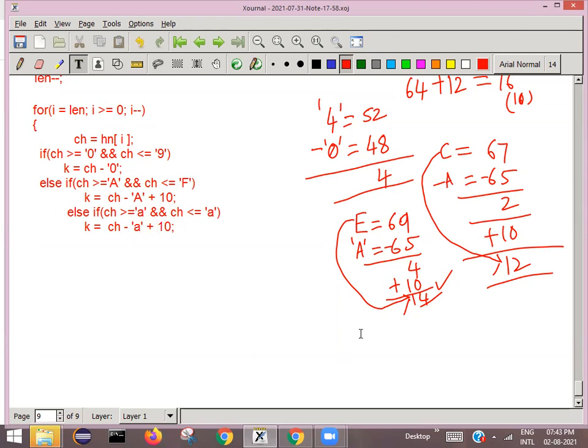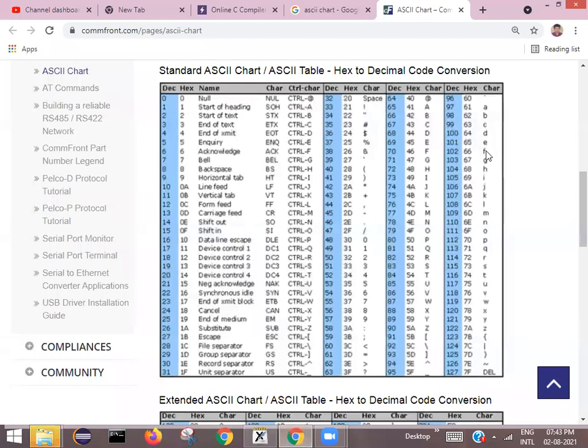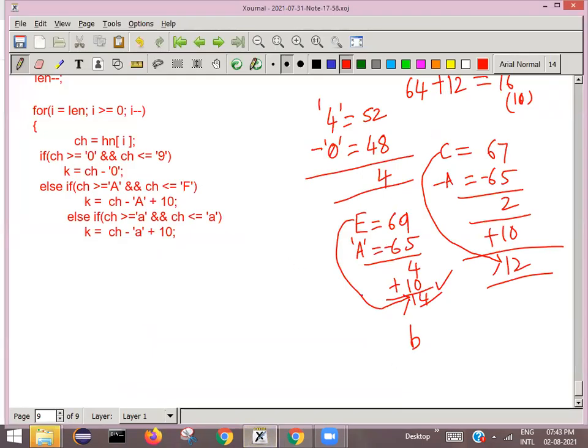What happened? Just see here. For example, I got the character small b. What is its ASCII value? Small a ASCII value is 97, and this is the decimal value. So small b will be stored as 98.